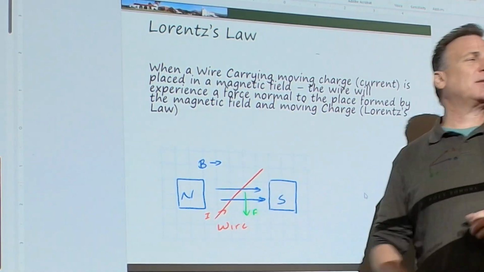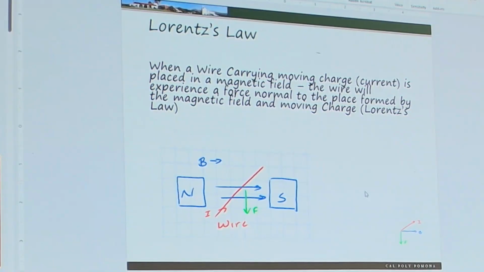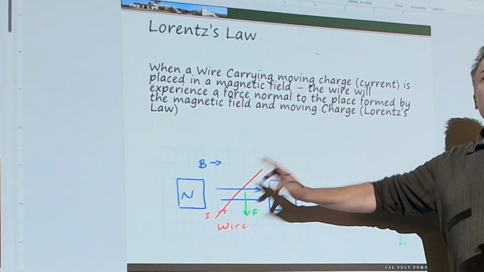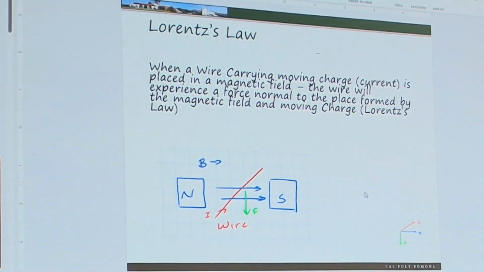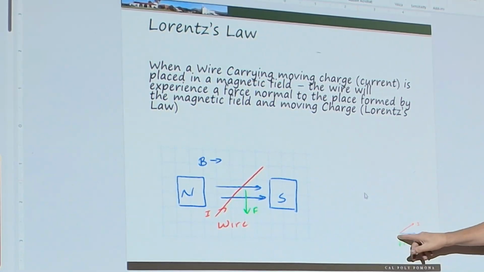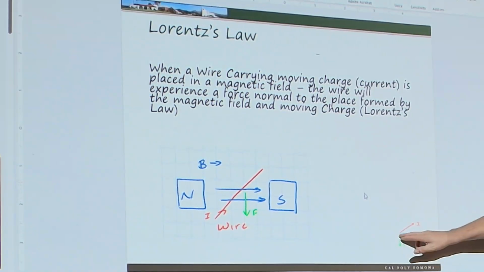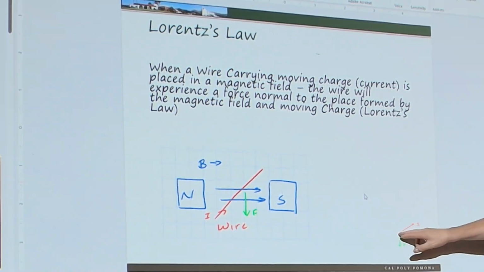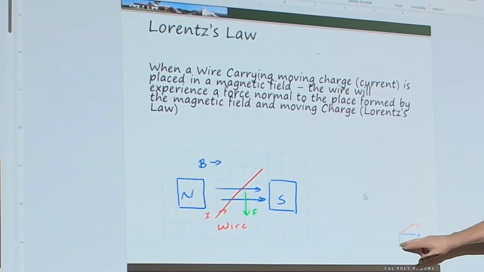If there's no current, then what happens? Suppose there is no current through that wire, and I move that wire. Then I induce a current, don't I? So it's a generator. On the other hand, if I have a current, then I have a force. And that force is orthogonal. My B field is in this direction, and my I is in this direction, then my force is orthogonal to the plane of those two. Make sense so far?